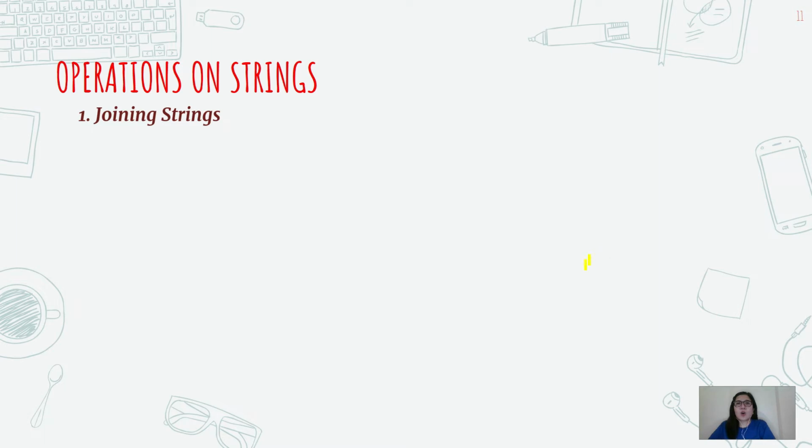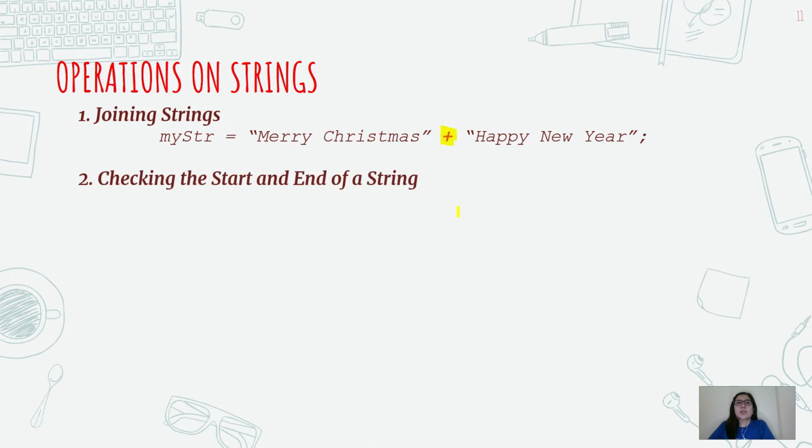This is the common one, which is joining strings. When we join strings, what we usually use is the plus sign. So in this example, Merry Christmas plus Happy New Year. The plus sign appends or joins the two strings. Next, we also have checking the start and end of a string.